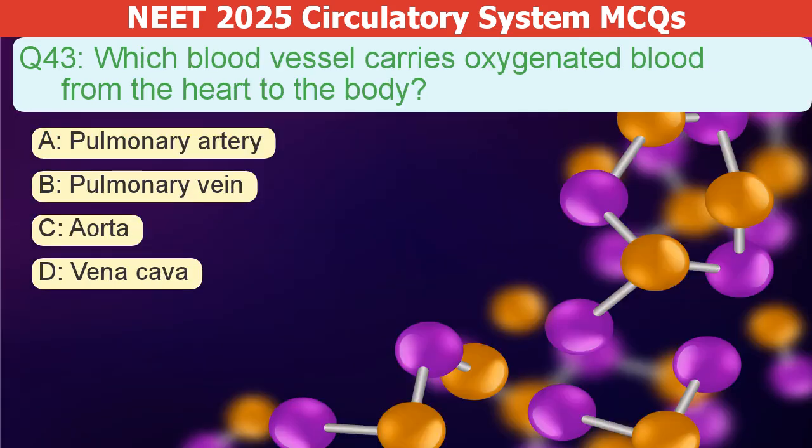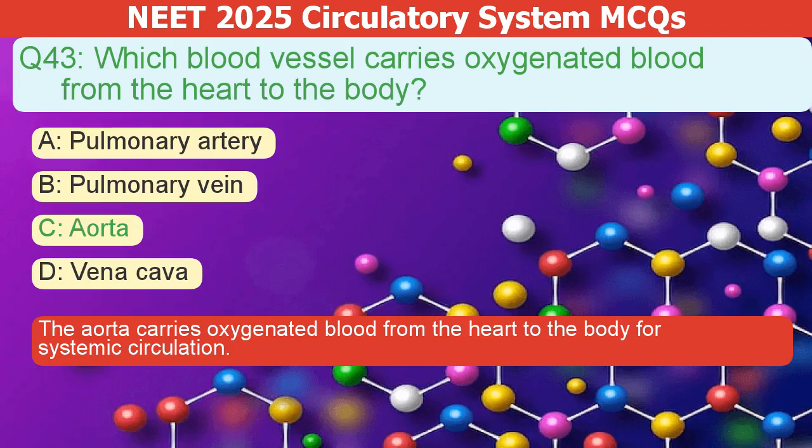Which blood vessel carries oxygenated blood from the heart to the body? A. Pulmonary artery. B. Pulmonary vein. C. Aorta. D. Vena cava. The correct answer is C. The aorta carries oxygenated blood from the heart to the body for systemic circulation.